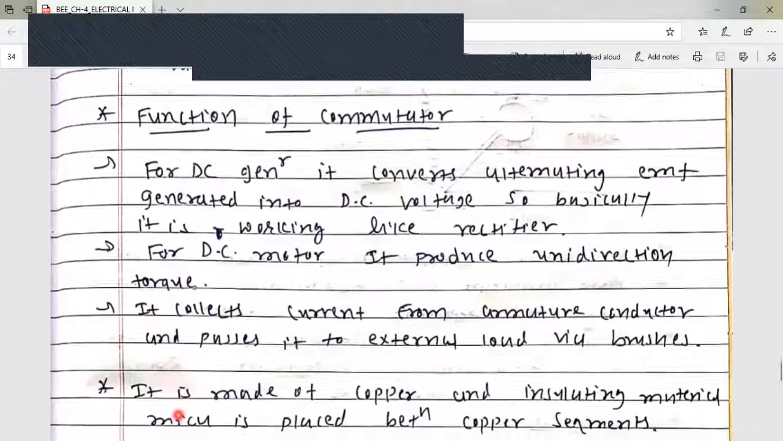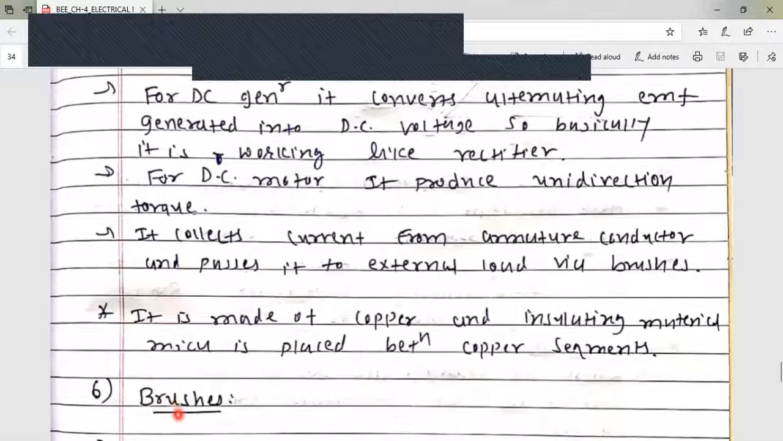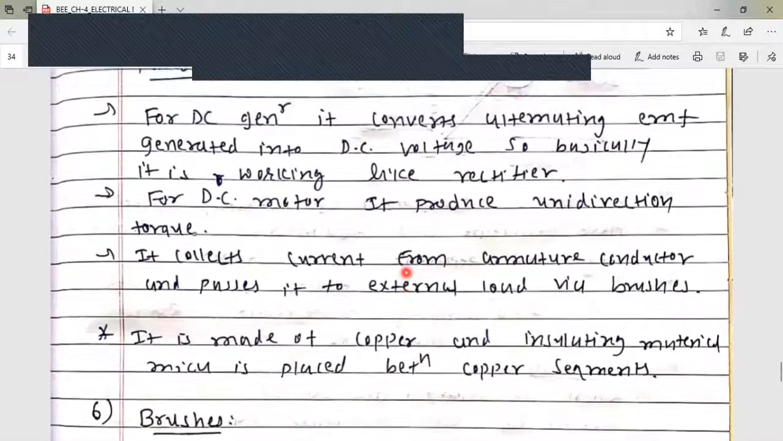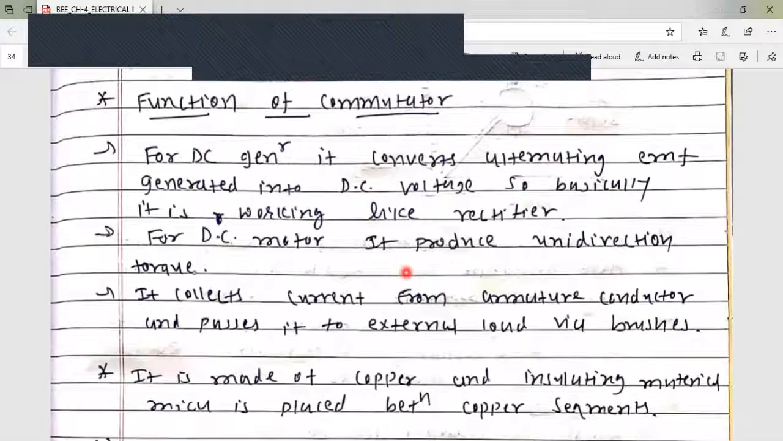It is made up of copper and insulating material. Mica is placed between the copper segments. So basically, the function of this commutator is to produce the unidirectional torque.